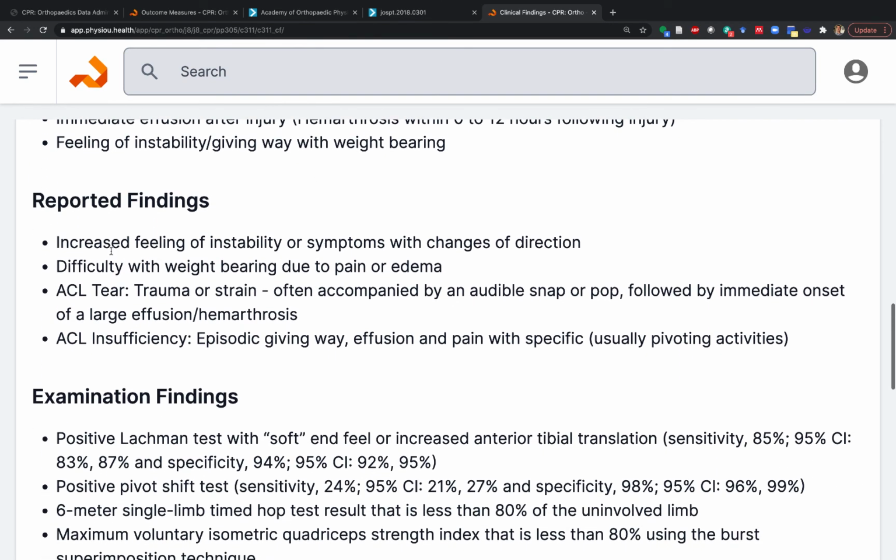When it comes to reported findings, the patient may talk about increased instability, especially with changes of direction, and difficulty weight bearing, especially in the early phase where there's pain and edema. And remember, I talked about bony bruises potentially. Under ACL tear related to trauma or strain, the patient again may mention an audible snap or pop, followed by immediate large effusion or hemarthrosis. In terms of ACL insufficiency, they may have episodic giving way, so some instability, and some effusion and pain with specific activities, usually pivoting activities.